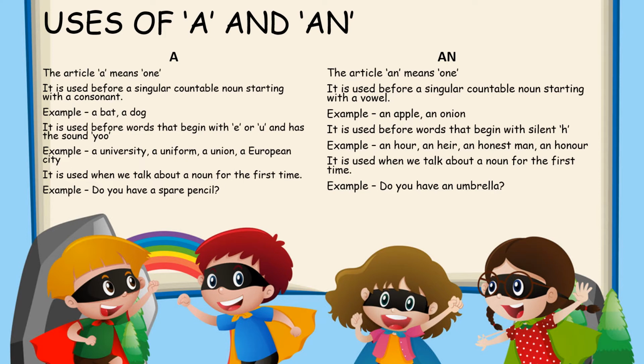Our fourth point is it is used when we talk about a noun for the first time. Same as the a point. When you use a noun for the first time, you use an. Example, do you have an umbrella? So umbrella is singular, countable and it starts with a vowel. It is used for the first time, so we use an along with it.